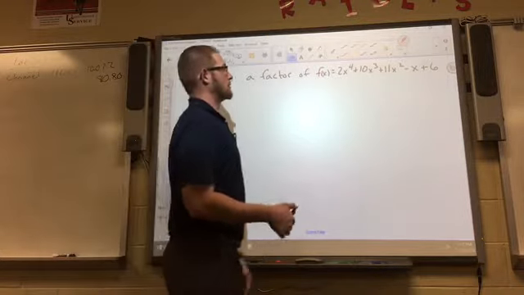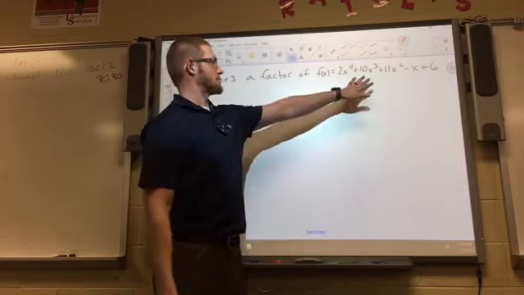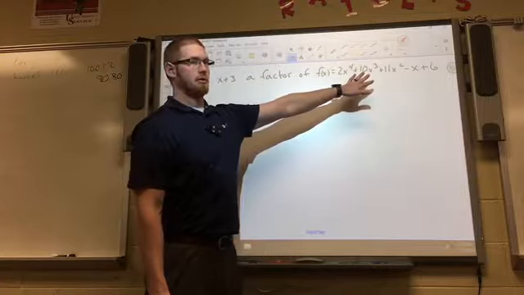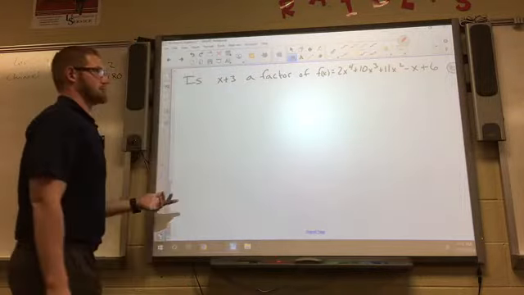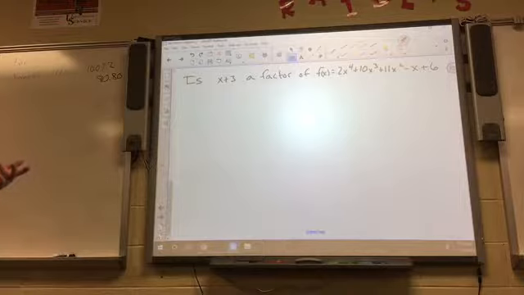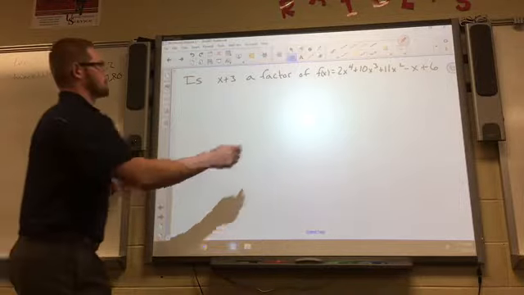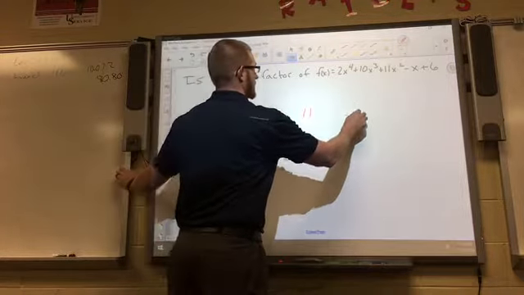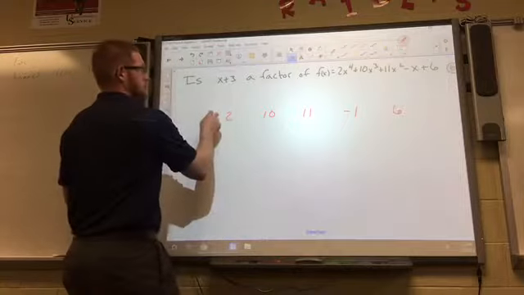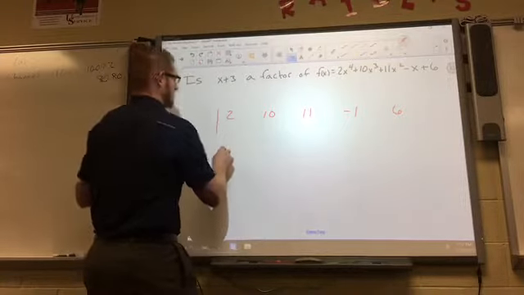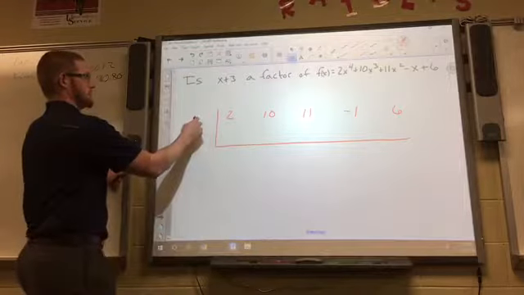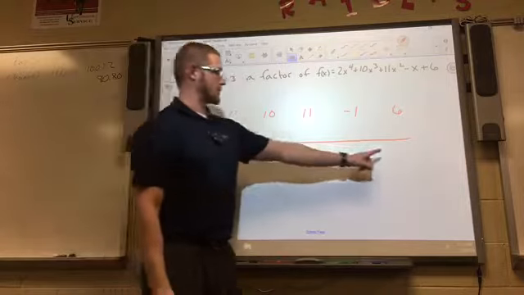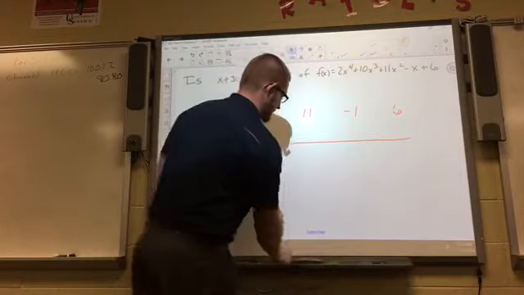Right now, the reason I can't just go in and factor this is that I can't group it because there are too many terms, and I can't factor it our easy way either. So I can't factor this without synthetic division. I'm going to plug in my numbers. I have a 2, 10, 11, -1, 6. Did I miss anything? No. And on the outside, I'm going to put a -3. If this is a factor, I should get 0 here.